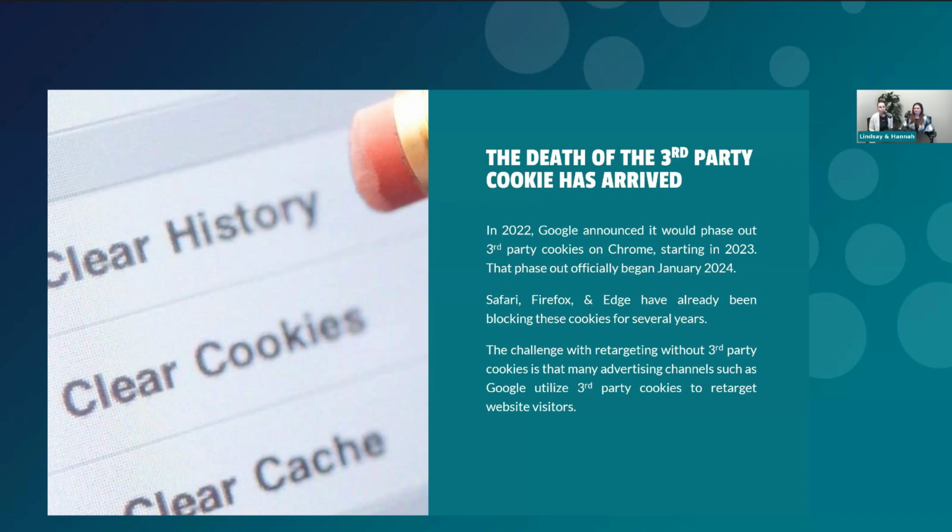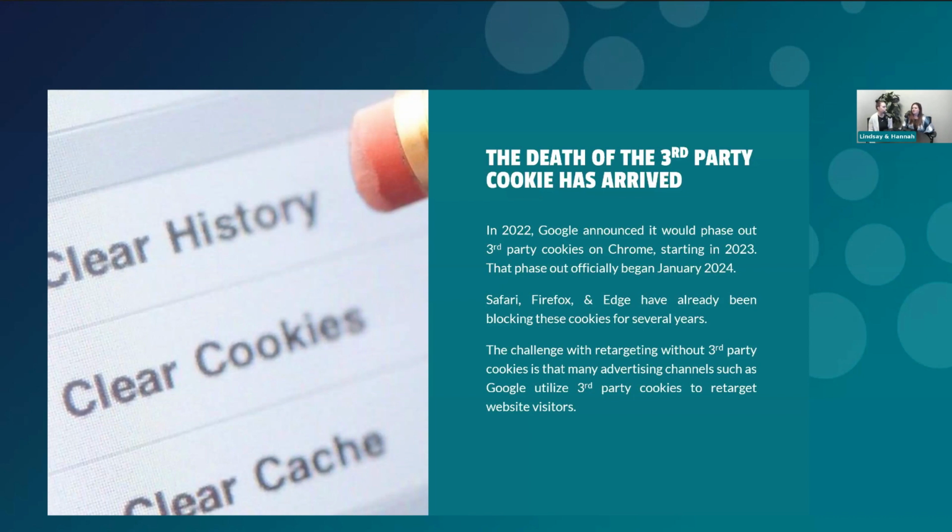Where it presents a challenge with retargeting without third-party cookies is that many advertising channels like Google utilize those third-party cookies to retarget their website visitors. That's what they're relying on to do that retargeting. Now, not all channels rely on that, but it is pretty significant because just like many people use Google Chrome, many people are using Google Ads as the backbone of their advertising strategy. So it is very significant in that sense.